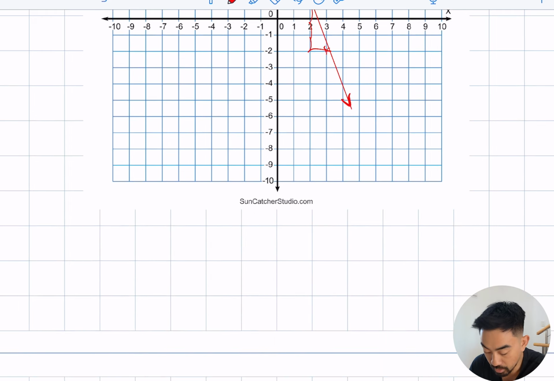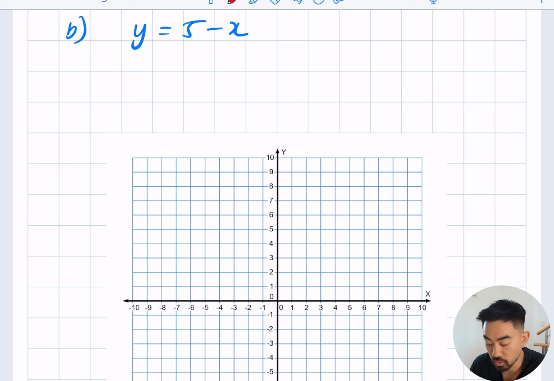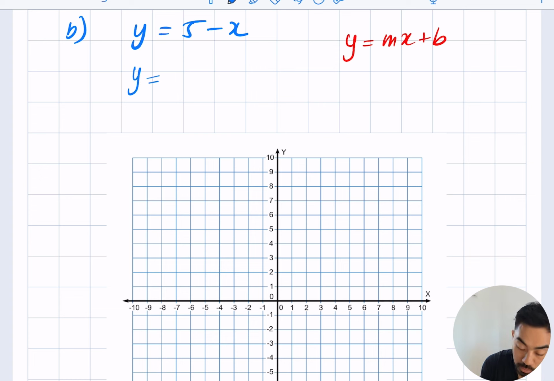Easy. Okay. Let's look at this next one. y is equal to 5 minus x. So this one is a little bit different because it's rearranged the equation. So what we're going to do is switch the order back. So we're going to put the x first. y equals minus x plus 5. That would be the correct way.